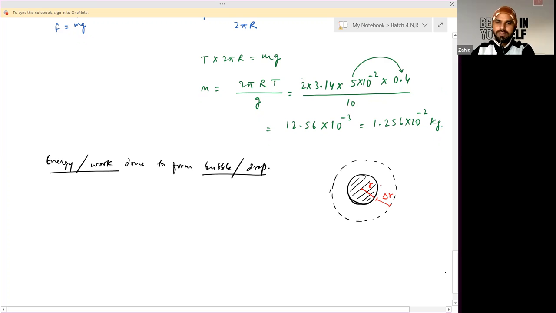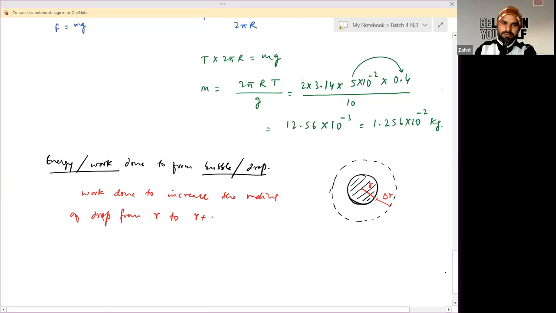So to increase its radius, you must apply some work done on this part. So let's say work done to increase the radius of drop from r to r plus delta r. It will be work done equals force times displacement. Force is surface tension into length of its interacting boundary times delta r. Length of its interacting boundary times change in its radius is also called change in surface area. So it will be equal to surface tension times change in area, which equals the amount of work done.